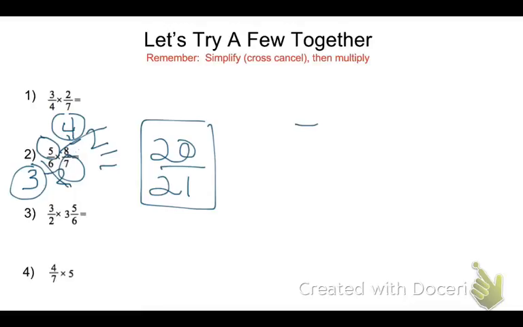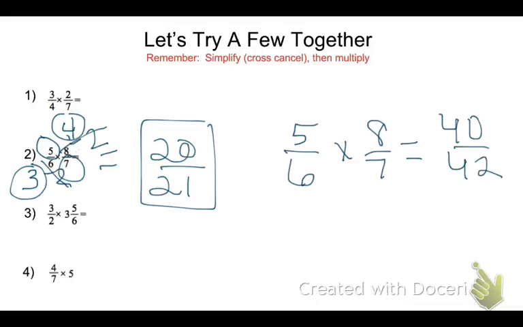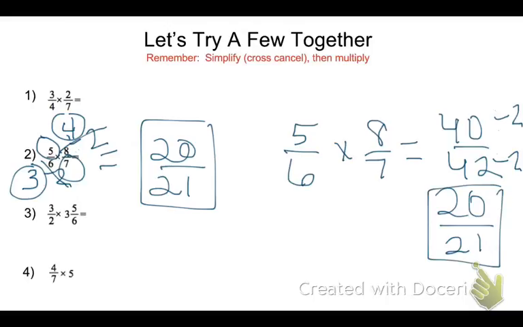Let's look at it again without cross-canceling. If I don't cross-cancel, I multiply straight across and I get 40/42. Again, you can see how I'm working with larger numbers this time. I look at 40 over 42, and I know that they're both even numbers. I know that they can be simplified. I can divide them both by 2. 40 divided by 2 is 20, and 42 divided by 2 is 21. Again, I got the same answer.